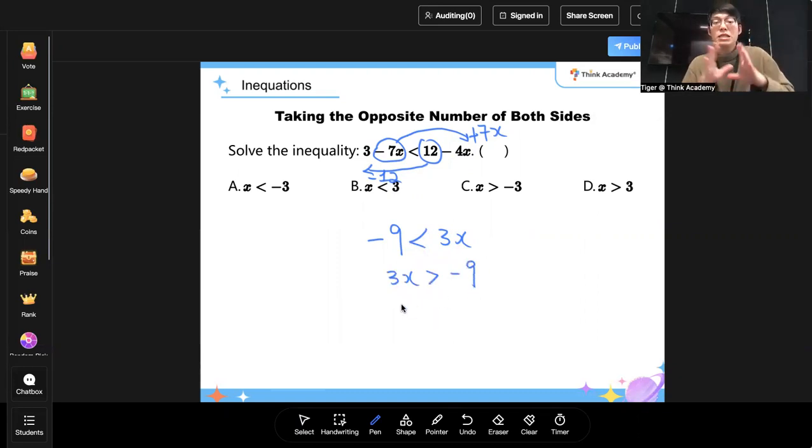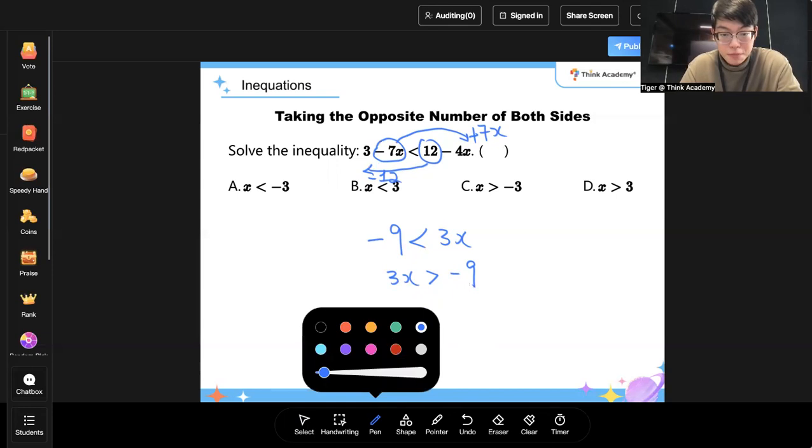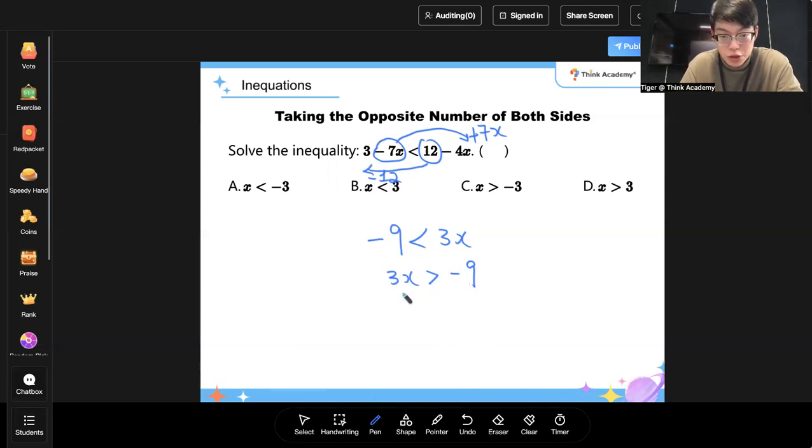So now I haven't taken any opposite numbers yet. I'm just changing the direction of how I write it, because minus 9 is less than 3x means 3x is greater than minus 9. Does it make sense? I'm just writing it in another direction. However, as we do the next step, we try to divide both sides by 3.